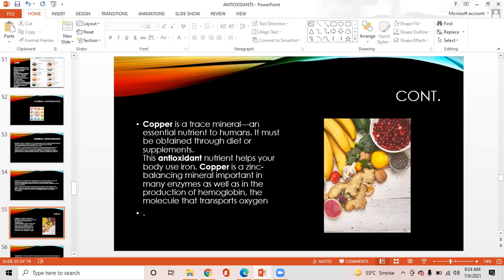Copper is a trace mineral, an essential nutrient to humans. It must be obtained through diet or supplements. This antioxidant nutrient helps your body use iron. Copper is a zinc balancing mineral, important in many enzymes as well as in the production of hemoglobin, the molecule that transports oxygen in the blood.